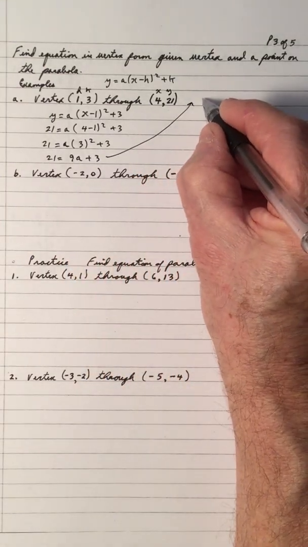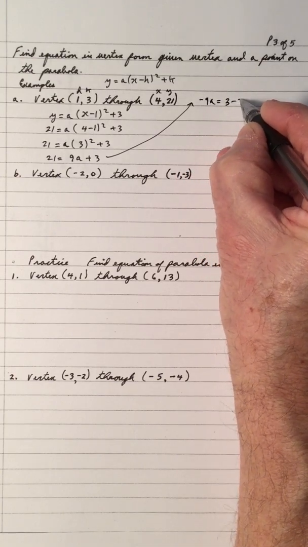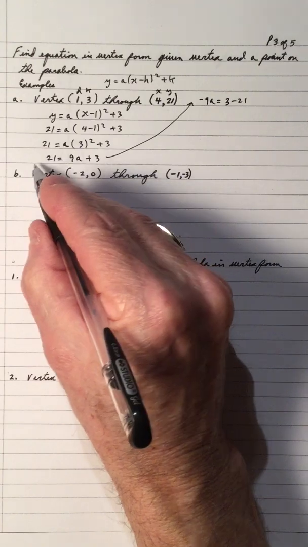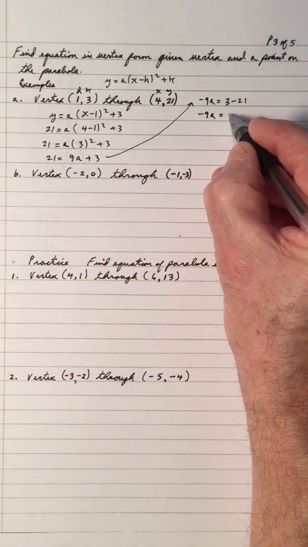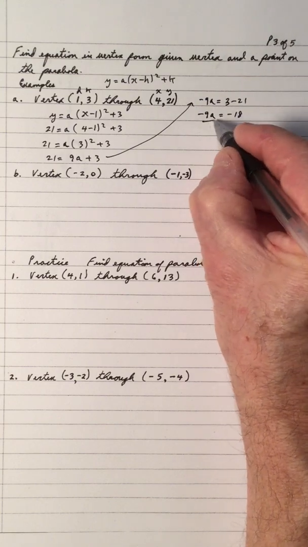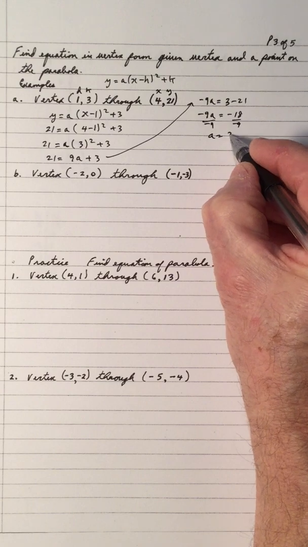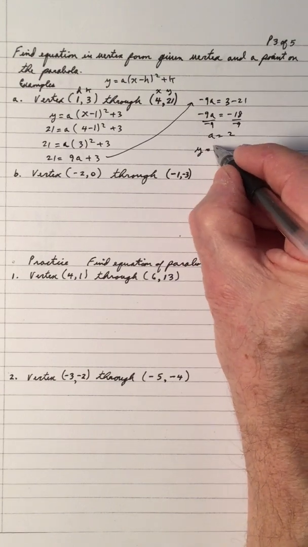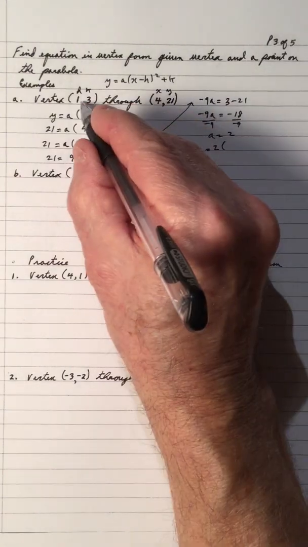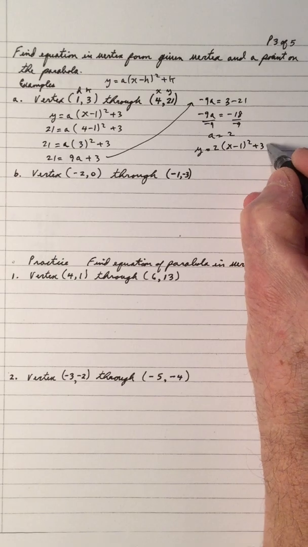So we have negative 9a equals 3 minus 21. Move the variable to the left and numbers to the right and change. Negative 9a equals negative 18. Divide by negative 9, and we get a is 2. So we fill in the equation. A is 2, and the vertex goes in as x minus 1 squared plus 3.